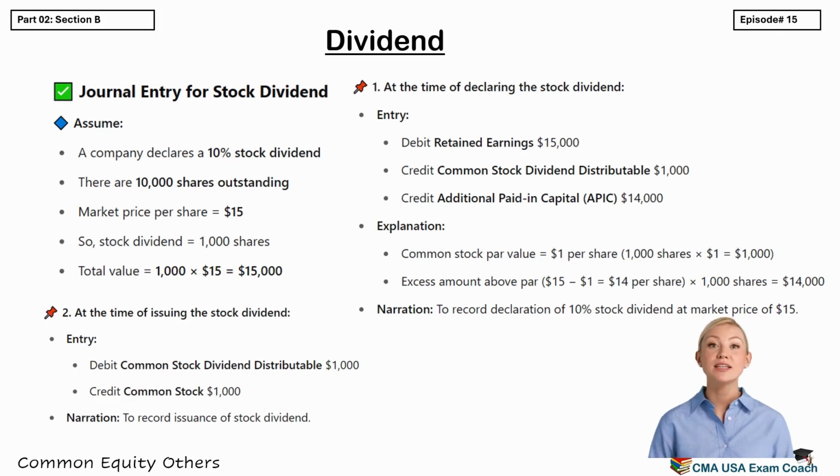Again, if the company declares a dividend on December 30th and the payment is scheduled for January 25th of the next year, the accounting entry to debit retained earnings and recognize the dividend payable must still be recorded in December itself. This is because the obligation to pay the dividend arises on the declaration date, not the payment date.